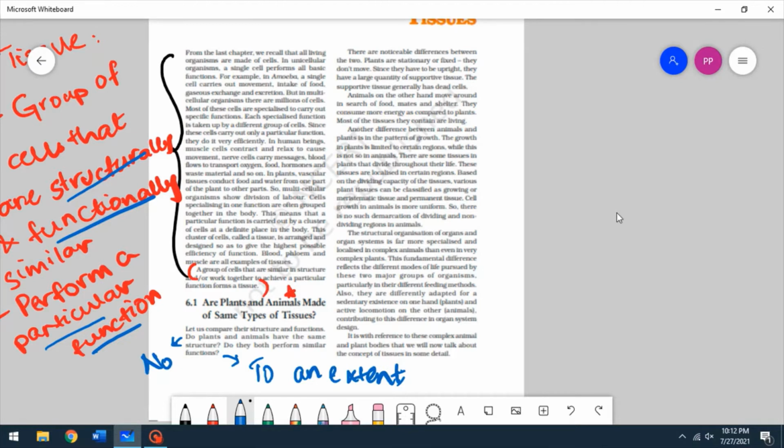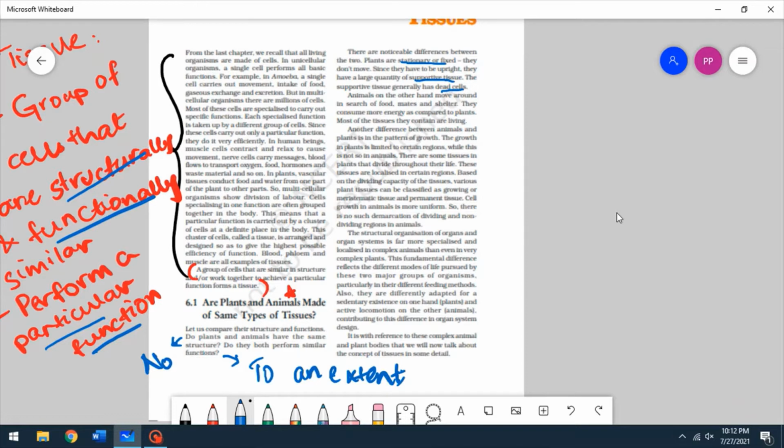Granted, their upper parts sway with the wind or they droop because of lack of water, but that's all because of external forces. And by force I don't just mean pushing or pulling. Forces as in factors. It can be water, it can be wind, it can be the sun, it can be other insects or humans themselves. Unless they are transplanted, plants don't have the tendency to move from one place to another, right? So they're stationary or they're fixed. And since they have to be upright, they have a large quantity of supportive tissue, and supportive tissue generally has dead cells. So this is just like an introduction per se.